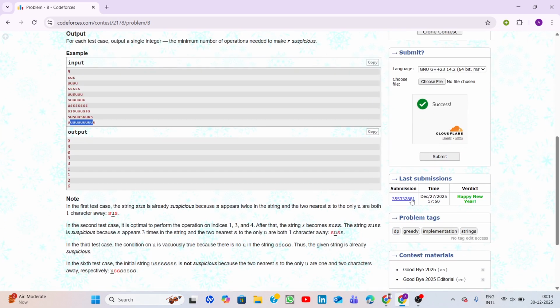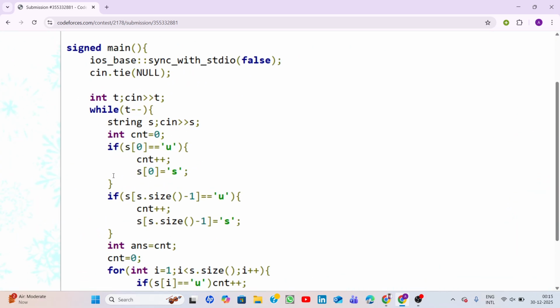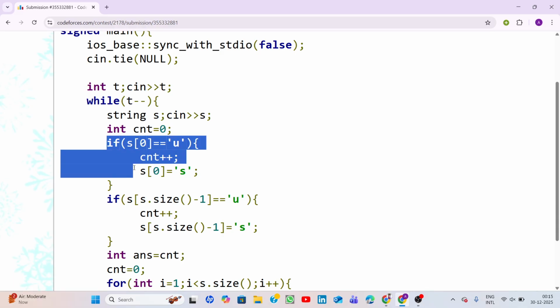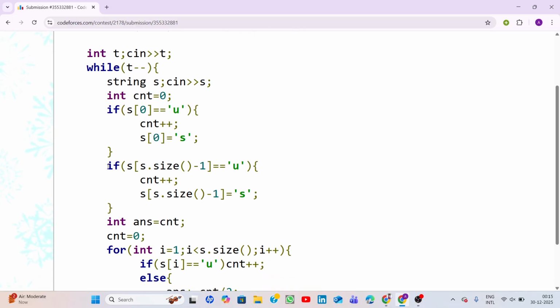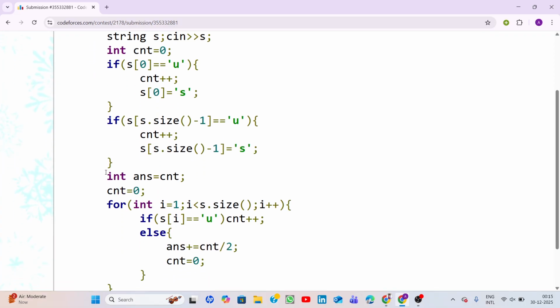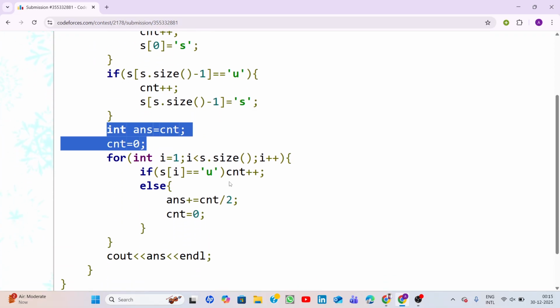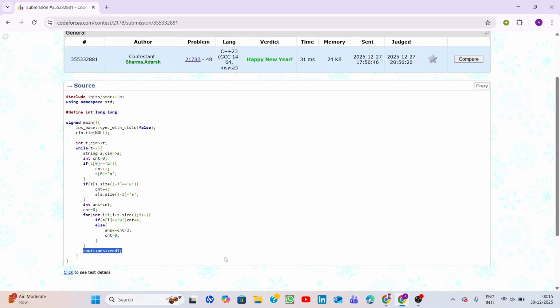So that's what we have done in this logic. You can see my code also, that is exactly what I've said right now. We have converted the 0th index u to s, and we have increased the counter, and then we have done the last index u to s also, and we have also increased our counter, and then we have done answer is equals to cnt, and based on the consecutive u count we have just done count is equals to count by 2, and at the end we printed our answer.